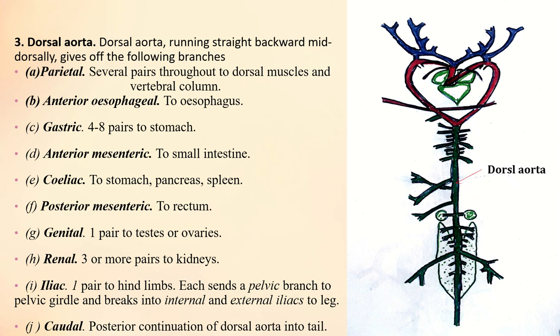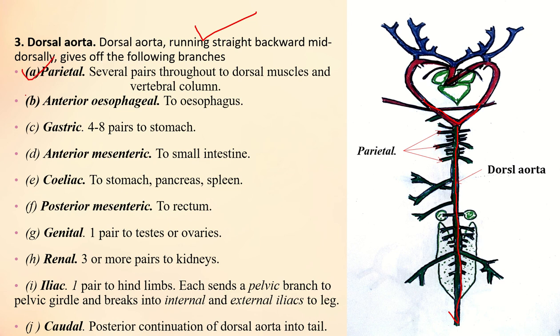Now, the branches of the dorsal aorta. We know that the right systemic and left systemic are connected, forming a mid-dorsal aorta, and that mid-dorsal aorta is called the dorsal aorta. This dorsal aorta runs straight backward mid-dorsally and gives many branches. One of the branches is called the parietal. These parietals have several pairs throughout the dorsal muscles and vertebral column.